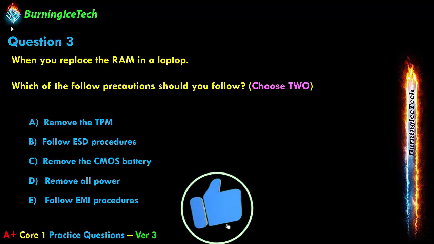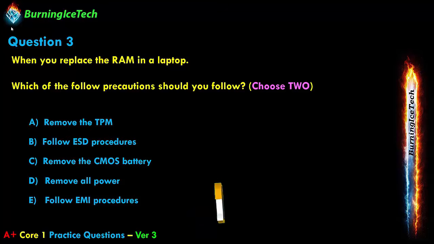So with regards to precautions to follow when we replace the RAM, is it to go and remove the TPM? No, guys, you cannot remove the TPM. It's an actual physical chip on the motherboard. It's not removable, and it's got nothing to do with the RAM. The TPM is used to store the encryption keys and do encryption and things like that. It's got nothing to do with RAM. Is it answer B? Follow the ESD procedures.